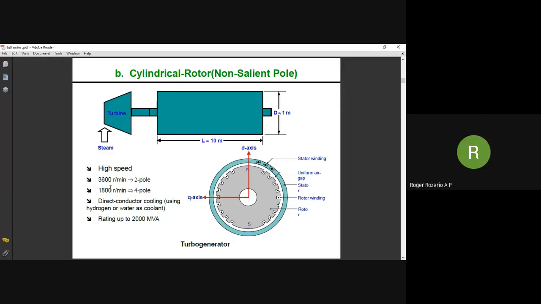What is the speed equation? N equal to 120 into F divided by P. So use the calculator in your phone, or if you have a calculator, use it and tell me the answer. 120 into F by P. 120 into 50 by 2. What is the answer?